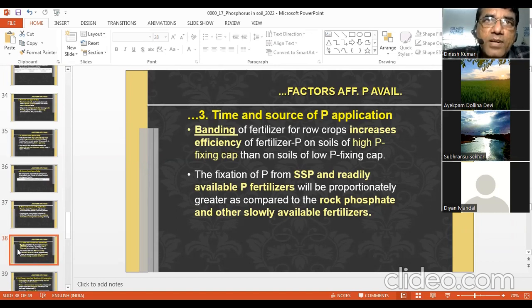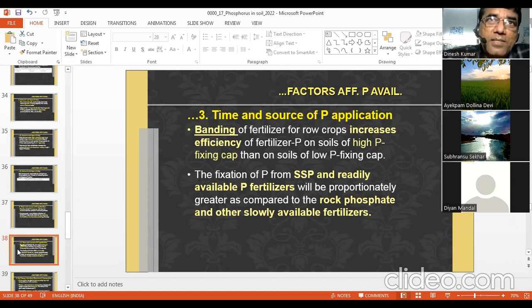Friends, rock phosphate has 0% available phosphorus. It does not have phosphorus in available form. As you know, this rock phosphate contains phosphorus in apatite forms. So apatite is even citrate insoluble. So this is not soluble even in citric acid. Therefore, it is 0% phosphorus available.